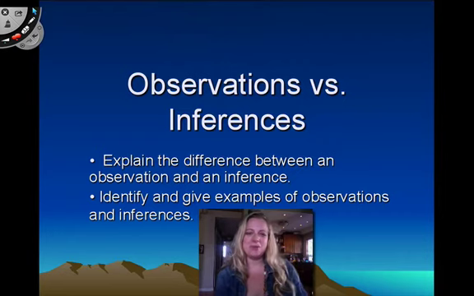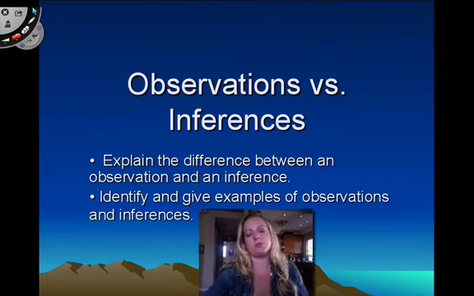All right, so welcome to another lesson on observations versus inferences. It's going to be really important that we can distinguish between what an observation is and what an inference is. Remember that when we went over the scientific method, we talked about how an observation is something you can sense with your senses. Now we're going to talk about what an inference is and why it's important.